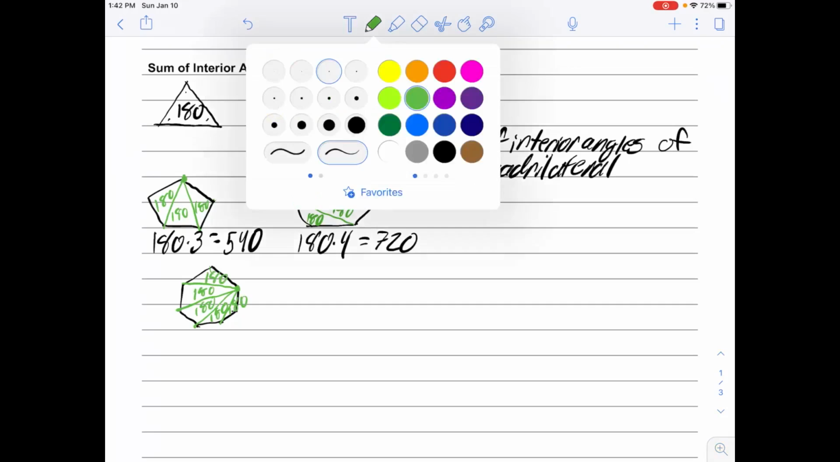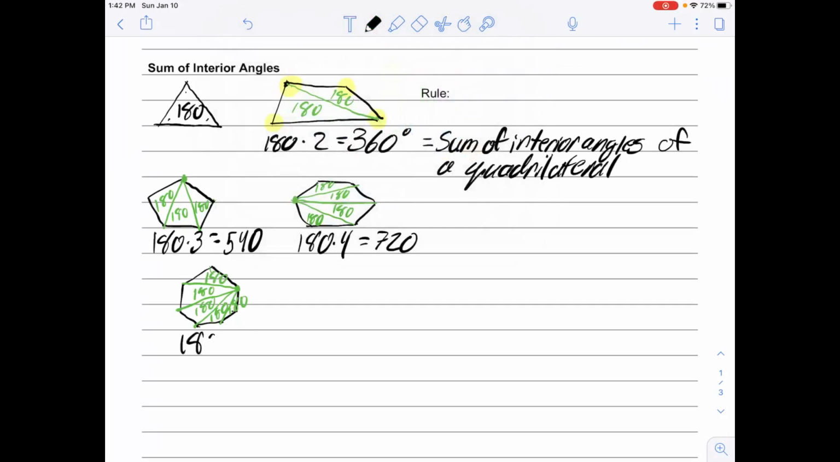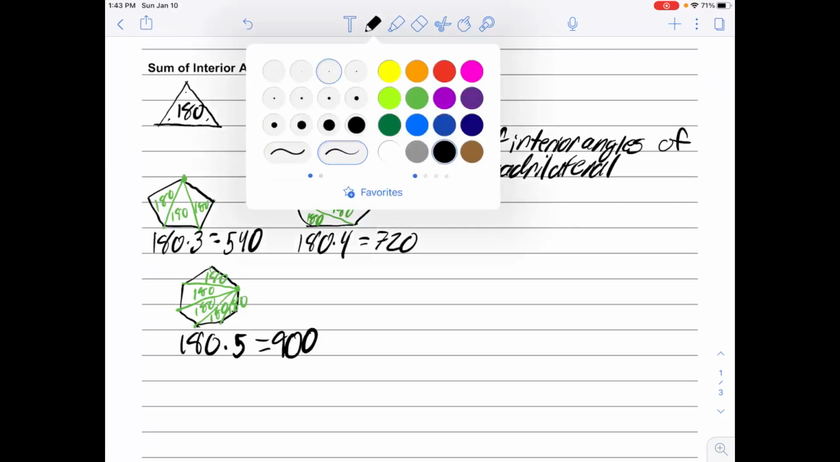So the sum of my interior angles is 180 times 5, which is 900. Now you may be noticing a pattern. A 3-sided figure is 180. 4-sided, we did 180 times 2. 5-sided is 180 times 3. 6-sided was 180 times 4. 7-sided is 180 times 5. So you may be noticing that there is a pattern. And the pattern is actually our rule.